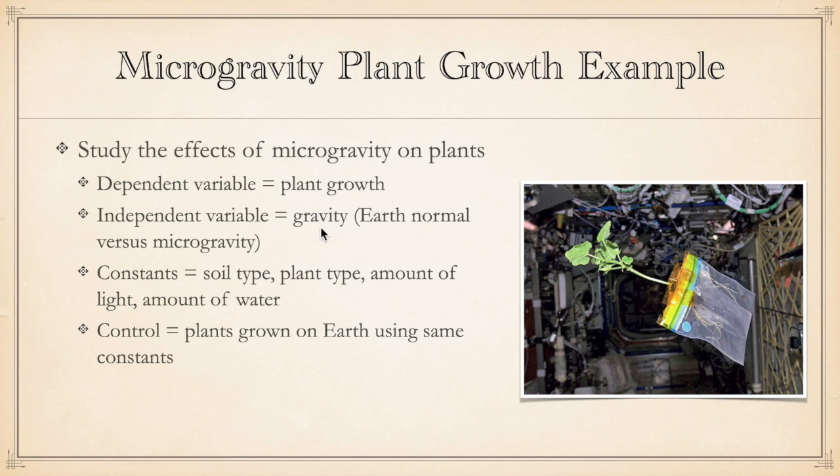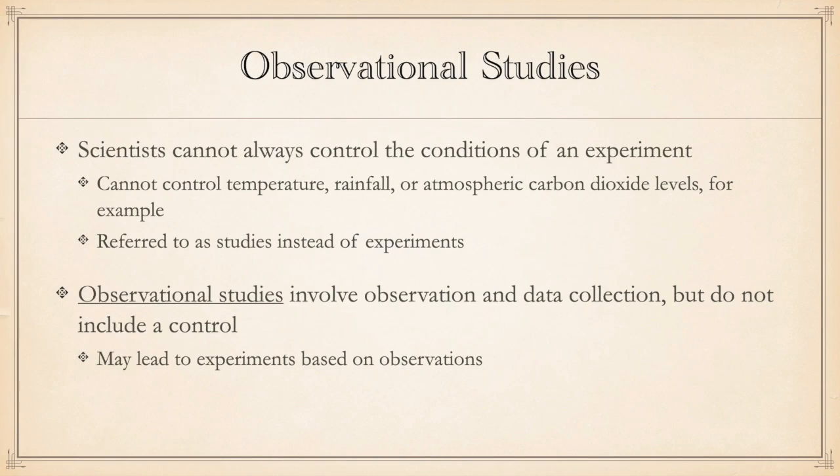The independent variable is gravity. You have Earth normal gravity, growing plants on Earth, versus microgravity, growing them in space, like on the space station. The constants in this case would be the soil type, the plant type, the amount of light, the amount of water. Those would be constants in this experiment. The control would be plants grown on Earth using the same constants. We'd grow plants on Earth and in space, and really the only difference would be the amount of gravity they had. And then you can compare the results.